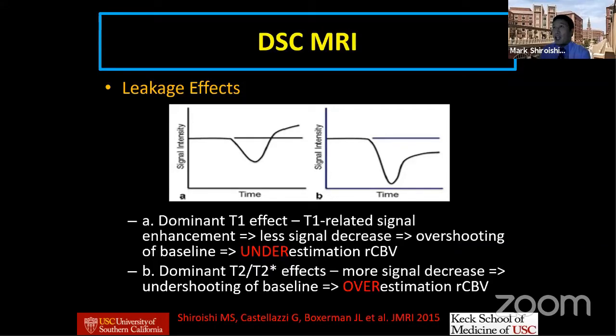So you can get either underestimation of your RCBV, your relative cerebral blood volume, or you can get overestimation of your relative cerebral blood volume. And to make things even more complicated, you can get both under and overestimation in the same lesion. And so this makes the calculation a little complicated.